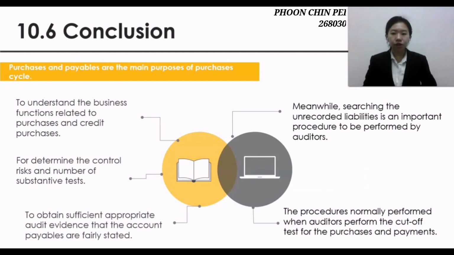Lastly, as we conclude that purchase and payable are the main purpose of the purchase cycle, the auditor should understand the business function related to purchase and credit purchase. This is because it will help the auditor to determine internal control over the purchase and payable account.